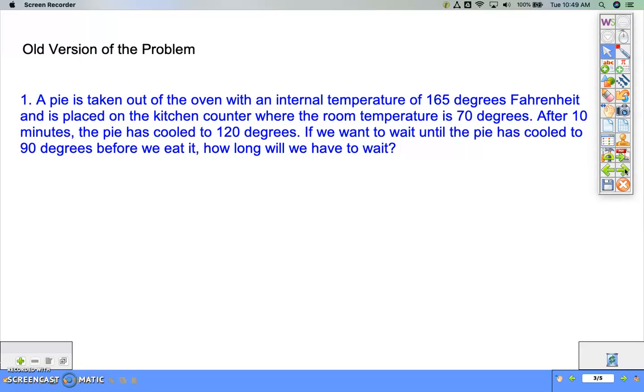Now, here is the old version of the problem and how I would work through it. I would put this problem on the board and we would get started. A pie is taken out of the oven with an internal temperature of 165 degrees Fahrenheit. It's placed on the kitchen counter where the room temperature is 70 degrees. After 10 minutes, the pie is cooled to 120 degrees. If we want to wait until the pie is cooled to 90 degrees before we eat it, how long will we have to wait?